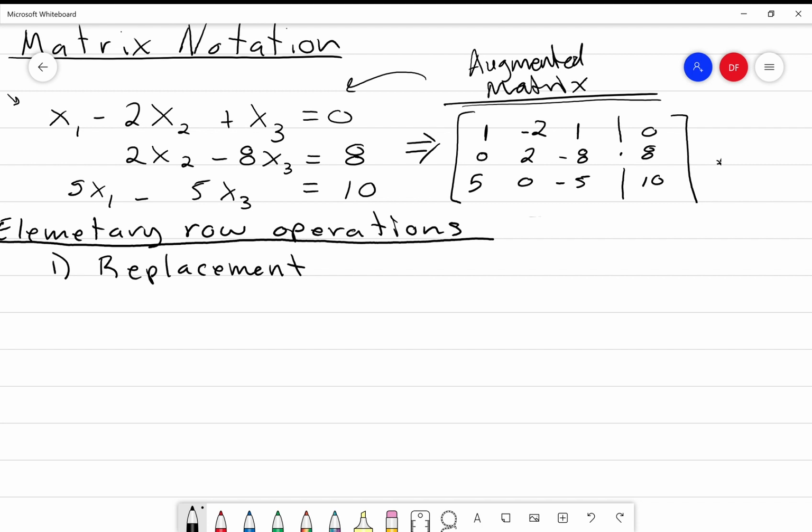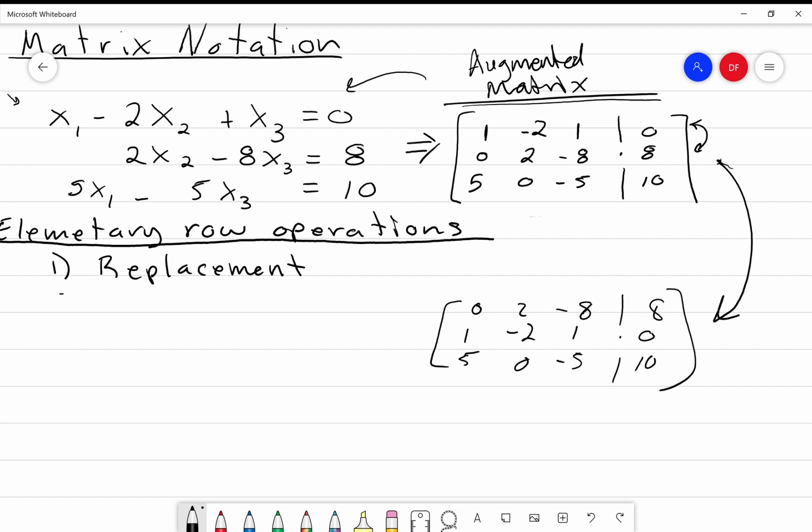Replacement means that you can take any row and replace it with any other row. So for example, I can go like this. I can switch these two and say this is 0, 2, negative 8, 8, 1, negative 2, 1, 0, 5, 0, negative 5, 10. Okay. What did I do here to go from here to here? I used replacement, and I just replaced row 1 with row 2.